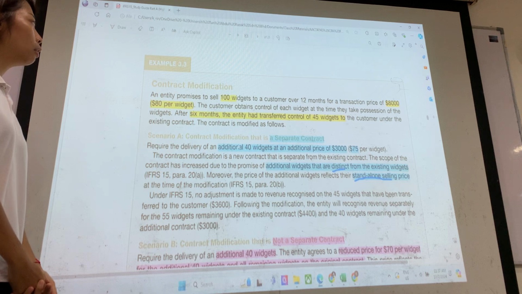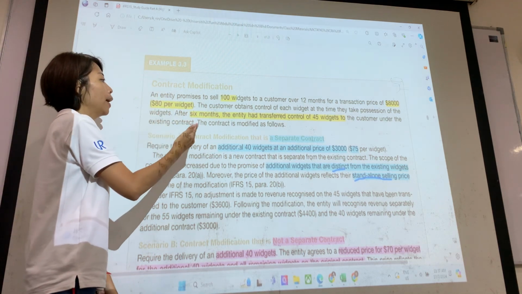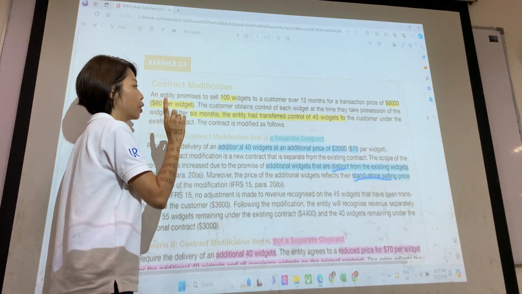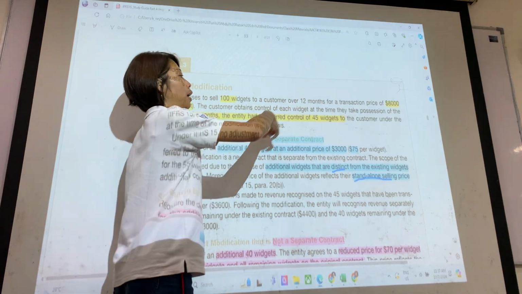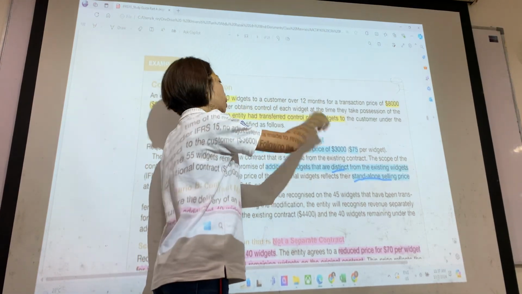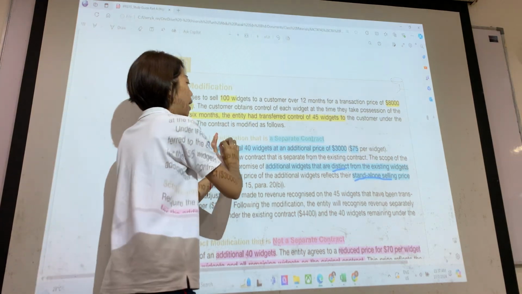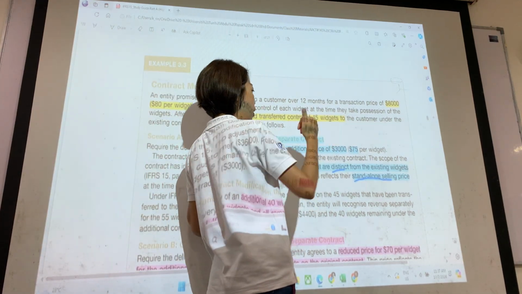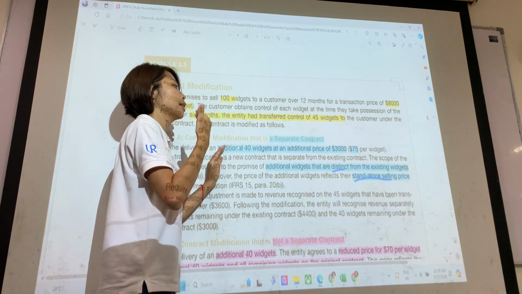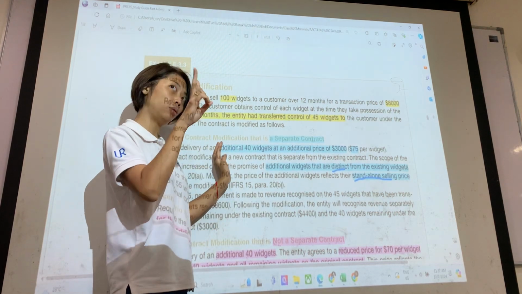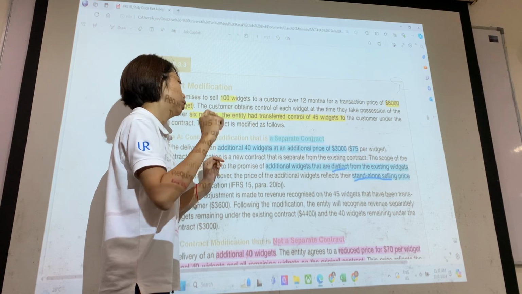So the contract is modified half a year later because there is a change of scope and price. The two questions we have to ask ourselves are whether these additional things are distinct and whether they have their stand-alone selling price. So there are two things that we have to ask ourselves.